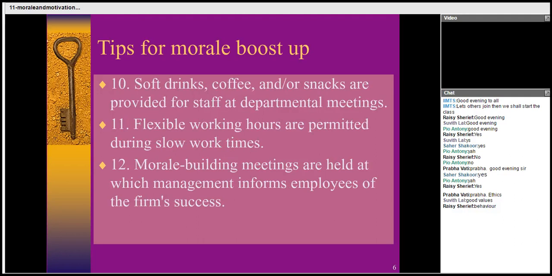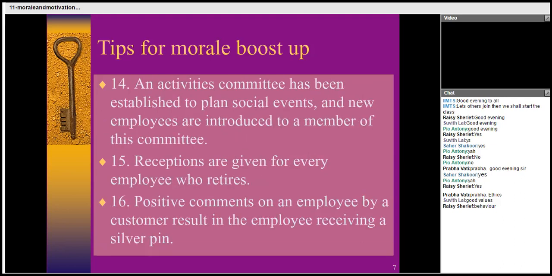Morale building meetings are held at which management informs employees of the firm's success. An activities committee has been established to plan social events, and new employees are introduced to a member of this committee. Receptions are given for every employee who retires. Positive comments on an employee by a customer result in the employee receiving a silver pin.